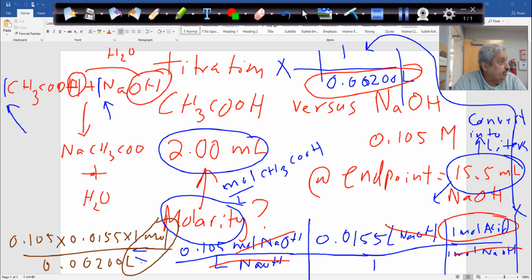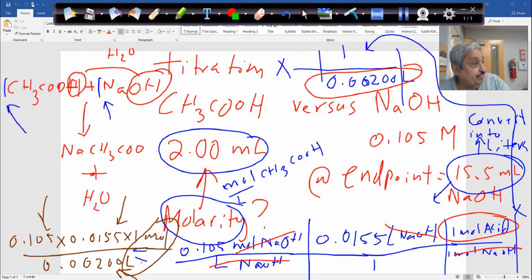So how much is it? Somebody has it? 0.105 multiplied by 0.0155 multiplied by 1, of course, divided by 0.00200 liters. So how much is it? And how many sig figs are we dealing with? 3 sig figs, correct? All those are 3 sig figs. This is 3 sig figs. This is 3 sig figs. This is 3 sig figs. Correct? So, how much is it?